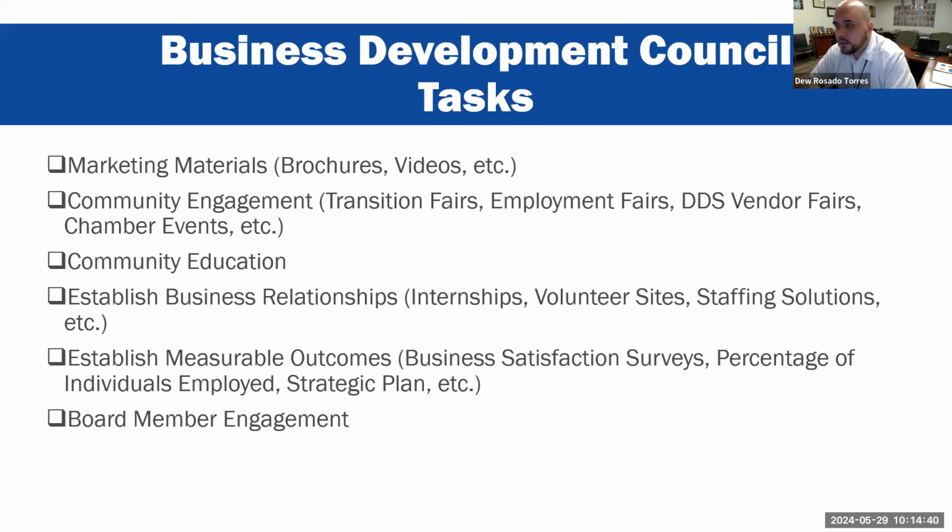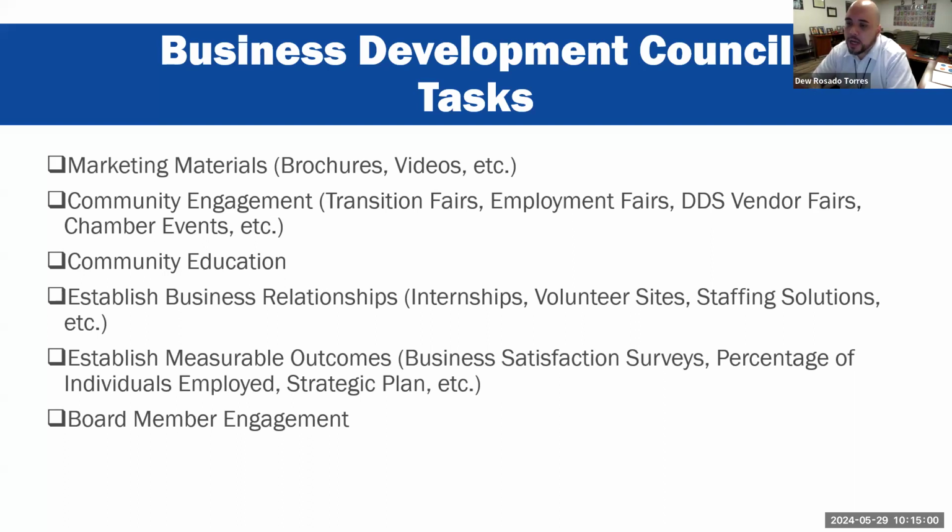Establish measurable goals. That's something our Business Development Council does. Right now, we're in the process of finalizing our business satisfaction surveys. We use that for data and promoting, looking at our percentage of individuals currently employed and trying to establish a threshold or goal for what we want the percentage to look like, and rolling that into a strategic plan that we're in the process of making.